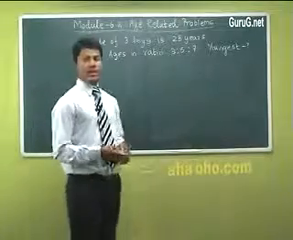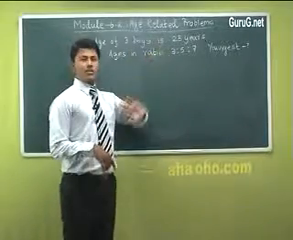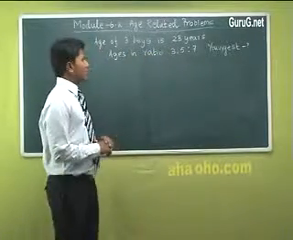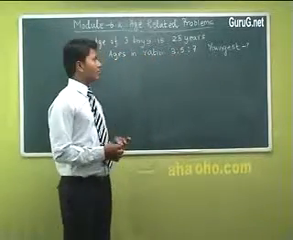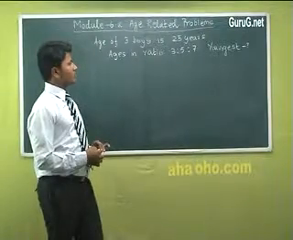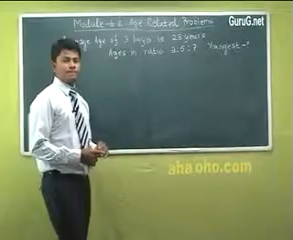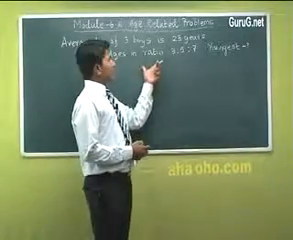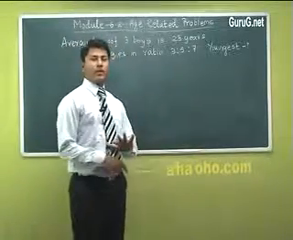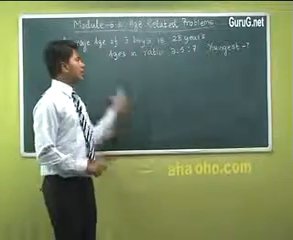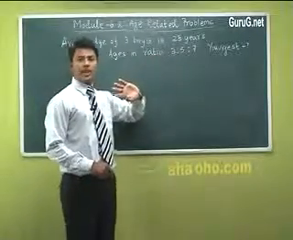It is given here, this is a typical age related problem. The average age of 3 boys is 25 years. This is a good example for an age related problem because we will come across all the modules that we have learned: average, ratio, and the basic arithmetical operations.